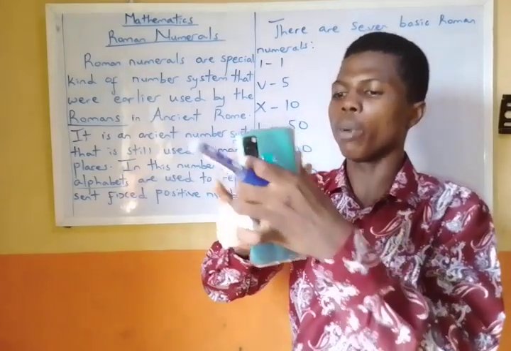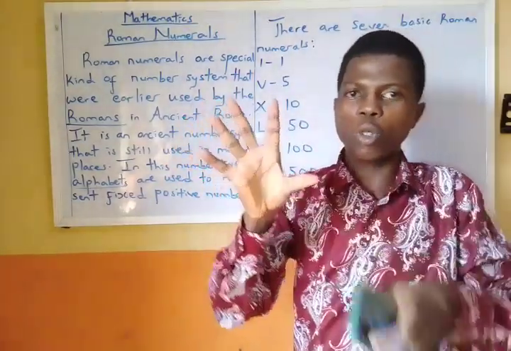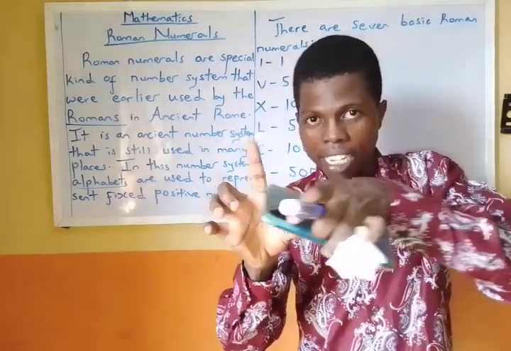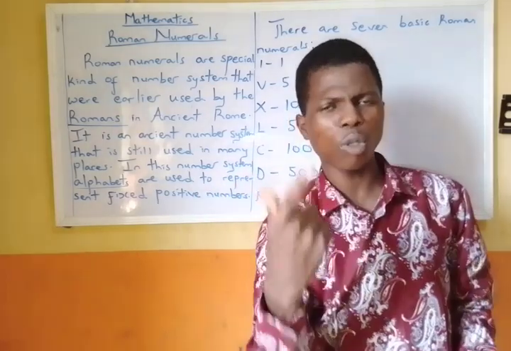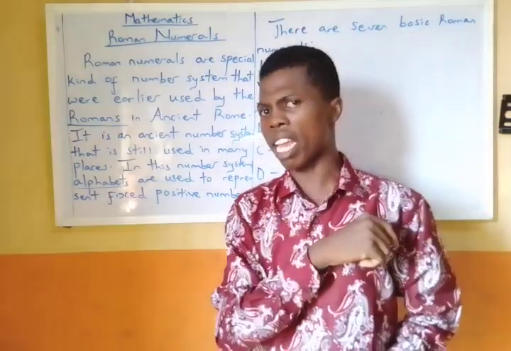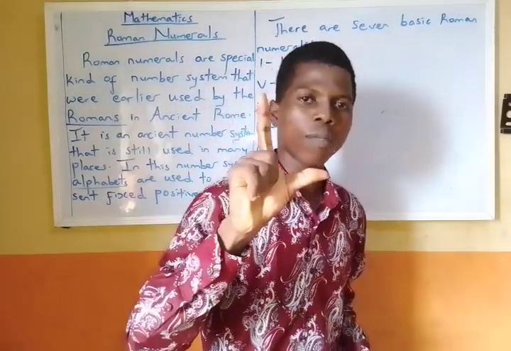1, 2, 3, 4, 5. So you can see the shape of my finger here now. It's showing 5, right? It's actually V. This is the 5th finger, but it's coming in the form of V, right? So you can use that to remember that V is 5. Okay, so I is 1, V is 5.